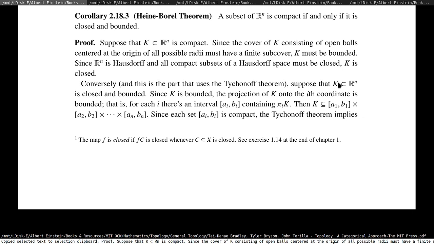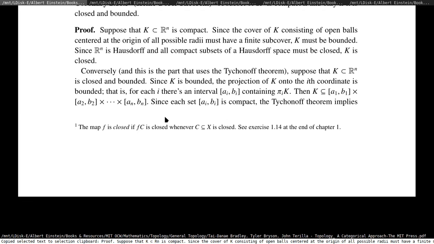As K is bounded, the projection of K onto the ith coordinate is bounded too, right? So for example, for each i there is a closed interval from ai to bi containing the projection of K. Then K is going to be a subset of this product space. Okay? So you're taking n products of these closed intervals.